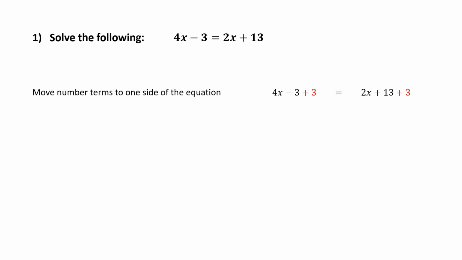So what we're going to do, we're going to move our number terms to one side of the equation. So I'm going to choose to move my number terms to the right hand side. So to do this, I need to cancel out the number term on the left hand side.